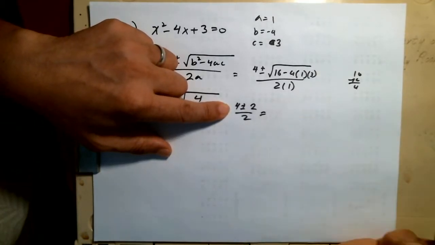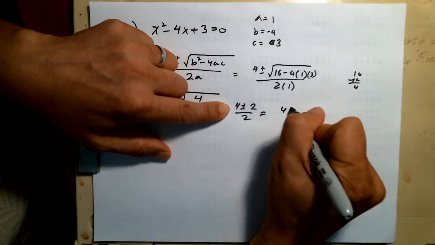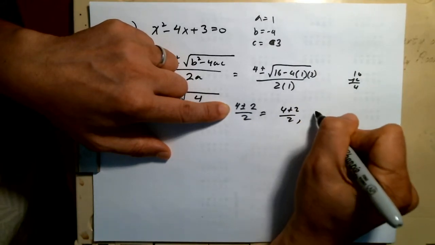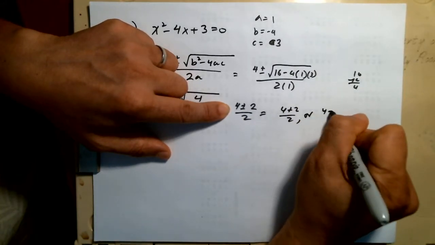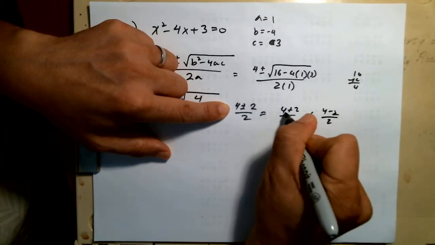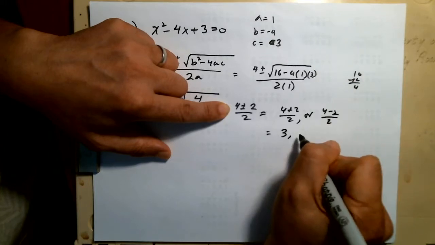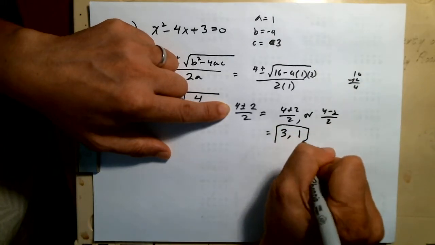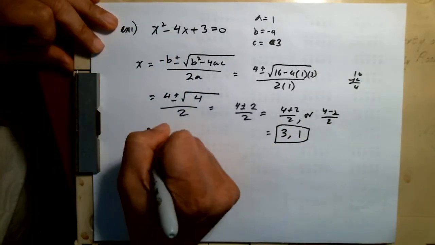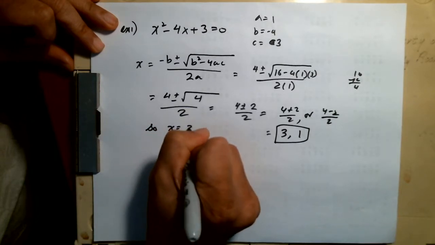I'm going to break this up because you really should break this up to make it easier on yourself. 4 plus 2 over 2, or 4 minus 2 over 2. 4 plus 2 is 6, over 2 is 3. 4 minus 2 is 2, 2 over 2 is 1. Those are your two solutions. So x equals 3, comma 1.